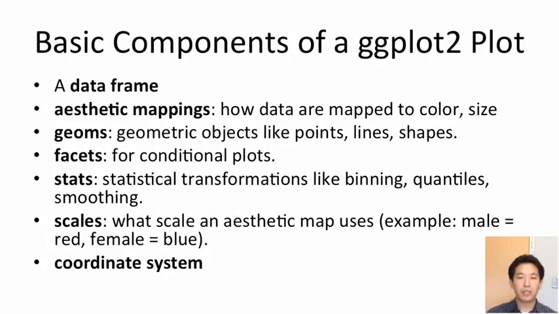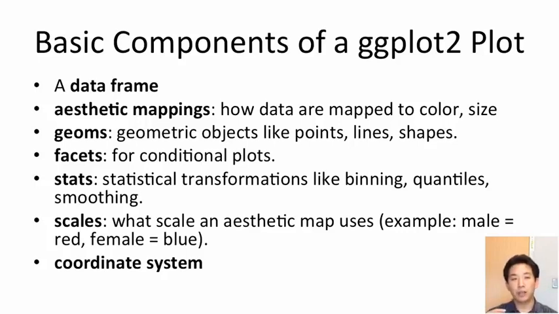So some of the basic components of a ggplot graphic are, you need data. Of course, the data is the most important thing. That's what you're going to put onto the page. And so you need to have a data frame that has all the data that you're going to plot in it. You need something that's called an aesthetic mapping. These describe how the data are mapped to things like colors and sizes and points. Geoms are specific objects that you're going to put onto the page, things like points or lines or tiles or shapes or whatever you have.